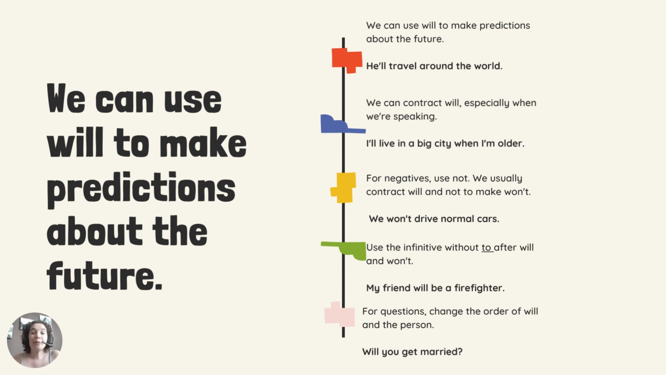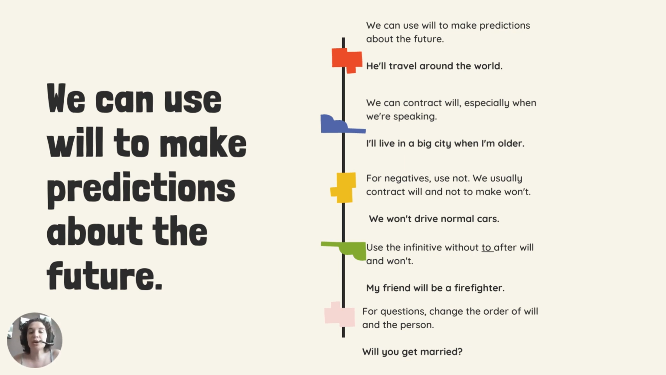And then for making questions, we just simply convert the sentence, we change the order. So, for example, my friend will prepare the dinner. If I want to ask a question, I would say, will my friend prepare the dinner? Or what will my friend prepare for the dinner? So those are the examples to make questions with will.